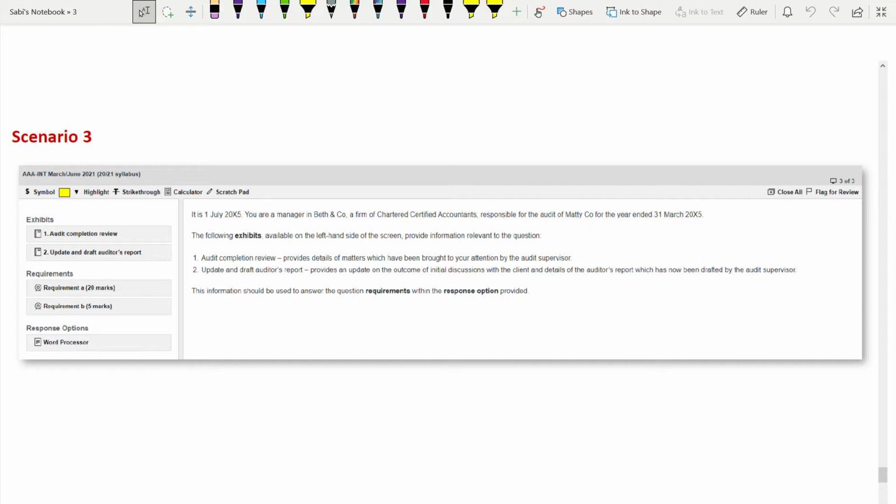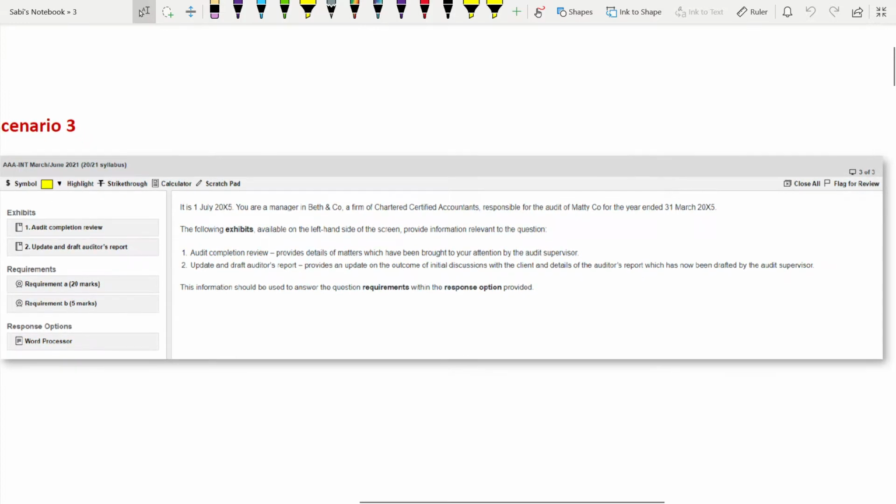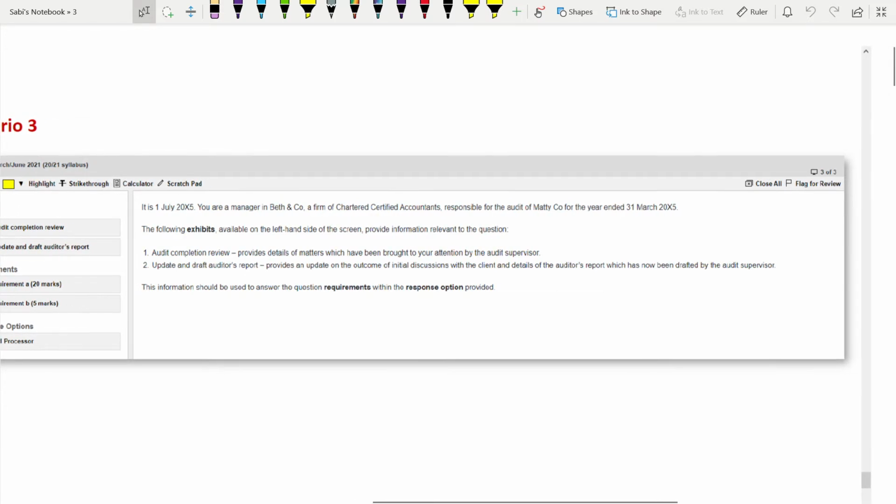So we are going to go through scenario 3, which is for 25 marks question. As you can see by just going through the exhibits, there are 2 exhibits. That means this question is a short question, right? You don't have much exhibits to go through. So we can finish this quickly, compared to the previous 2 questions because we had so many exhibits to read. This one, the reading part we can finish quickly.